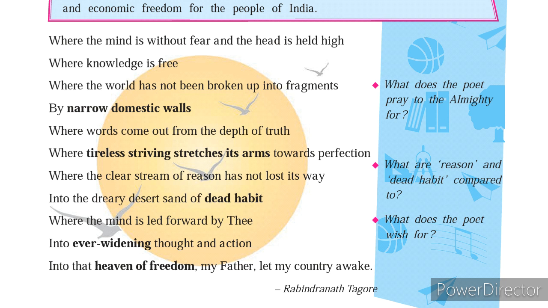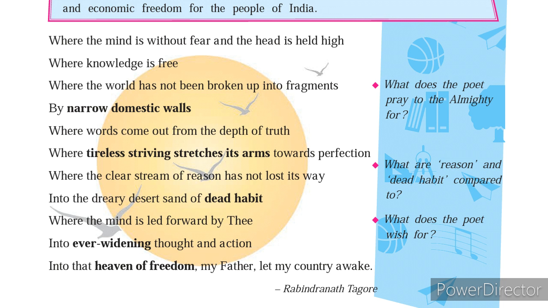Where words come out from the depth of truth, where tireless striving stretches its arms towards perfection. Now two phrases are important: tireless striving, and tireless striving stretches its arms. What does that mean? Tireless striving means continuous efforts and struggles, and stretches its arms means aims at achieving a goal. The people of India are continuously doing hard work and taking efforts to achieve their aim. What aim they are achieving, what goal they have set and what they are struggling for, that is what the poet is telling here.